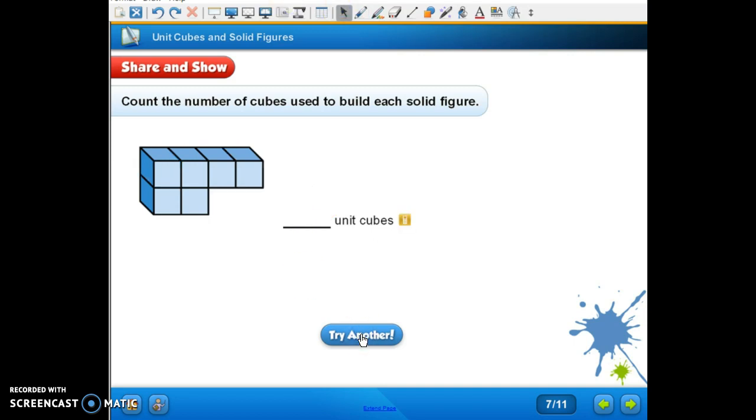And this is number 6. How many cubes are in that? 7. 1, 2, 3, 4, 5, 6. Oh, yeah.